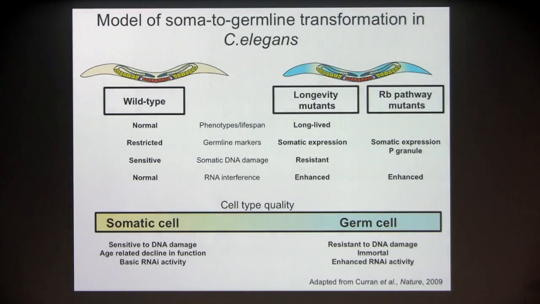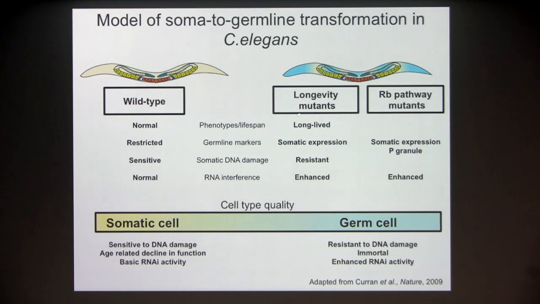So then, this similar phenomenon has also been observed in C. elegans. This soma to germline transformation has been observed in the longevity mutants and also in the retinoblastoma pathway mutants. Basically what they discovered was the somatic expression of germline markers. Also, they have an enhanced RNA interference pathway.